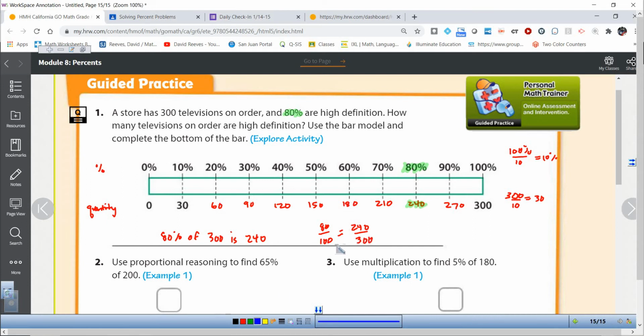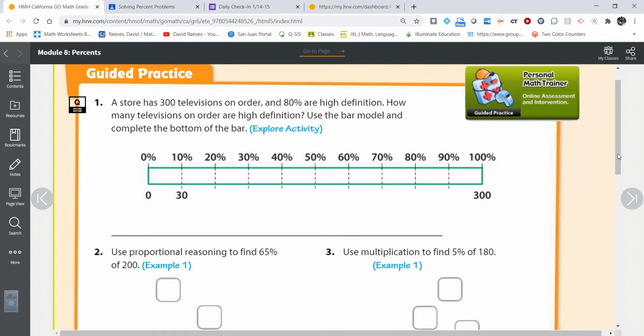Can you see that if I multiply this one by 3 and I multiply that one by 3, I get the equivalent ratio. 80 times 3 is 240. 100 times 3 is 300. 3 is what I'm calling the equivalency factor, which your book calls the multiplication factor. All right? Okay, moving on.